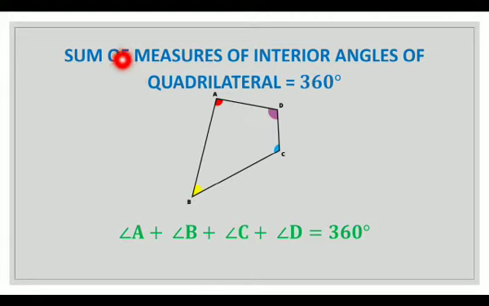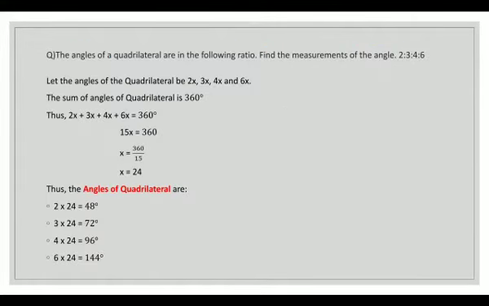So, the statement says sum of measures of interior angles. Angle A, angle B, C and D are the interior angles of quadrilateral, equals to 360 degree. Let's solve a sum based on it. The angles of a quadrilateral are in the following ratios. Find the measurement of the angles. 2:3:4:6. We have given the ratio of the 4 angles. So we need to find the measures of the angles.